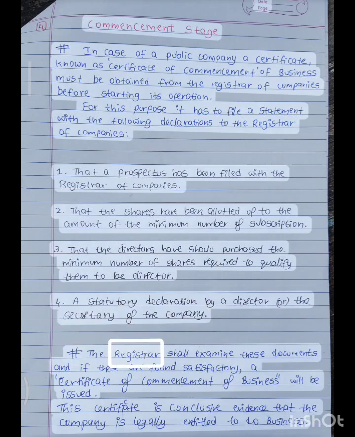The registrar shall examine these documents, and if these are found satisfactory, a certificate of commencement of business will be issued. This certificate is conclusive evidence that the company is legally entitled to do business.